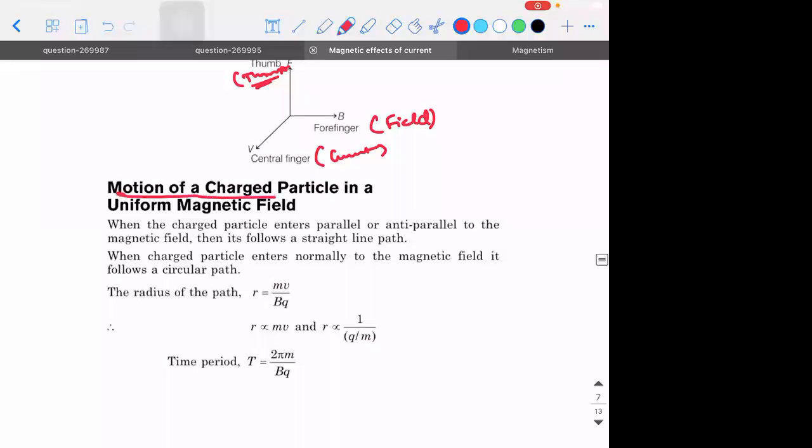Similarly, if you talk about the motion of a charged particle in a uniform magnetic field, what are all the angles at which the particle can be projected? That will be another 1-mark question. So if the charged particle is projected at theta equal to 0 degrees or 180 degrees, what is going to be the path? Quick.